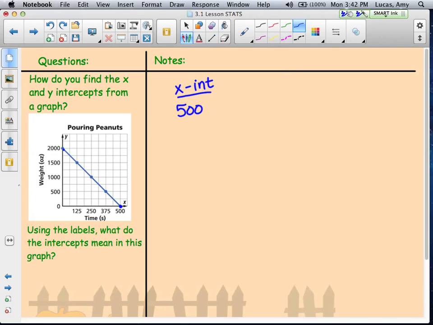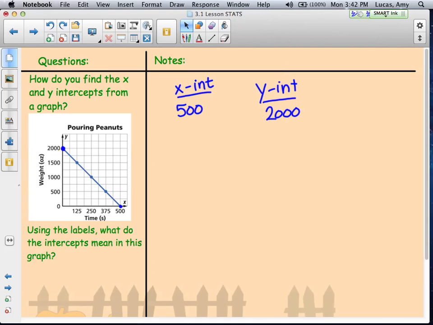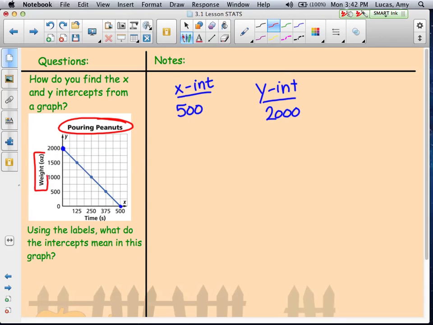And then on my y-axis, my y-intercept is 2,000. So my graph touches the y-axis at 2,000. Then I need to answer the question using the labels: what do the intercepts mean in this graph? Well, we're talking about pouring peanuts. We're talking about the weight and the time.